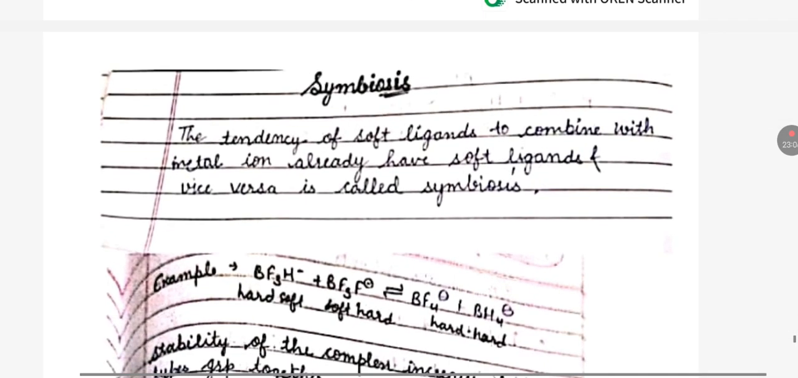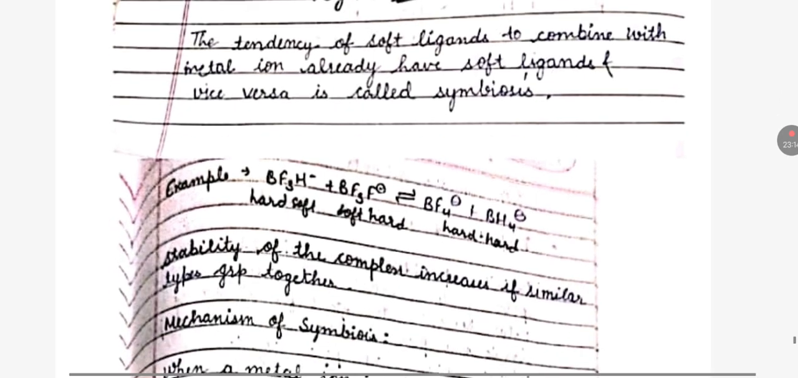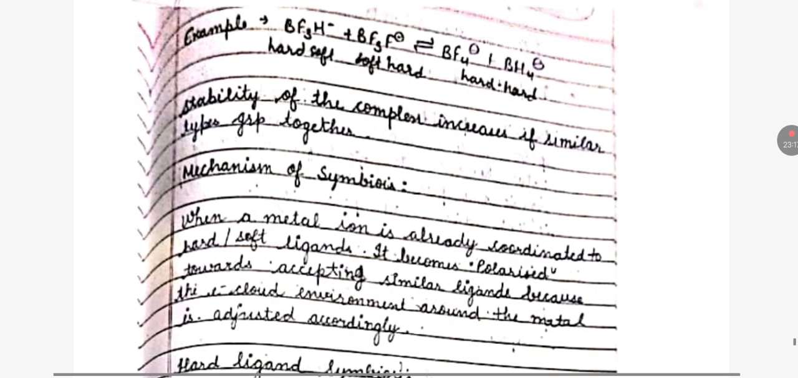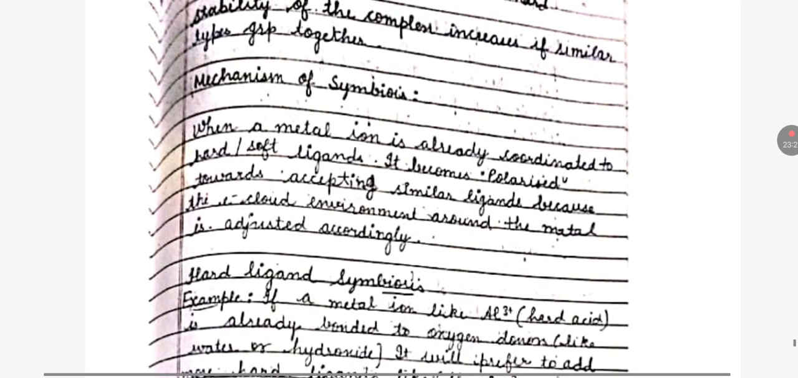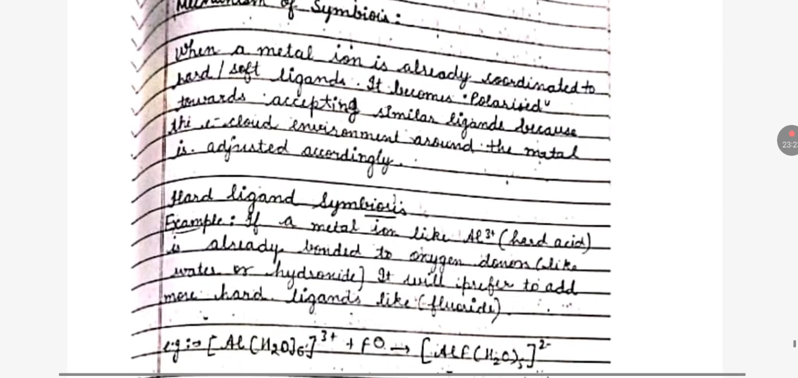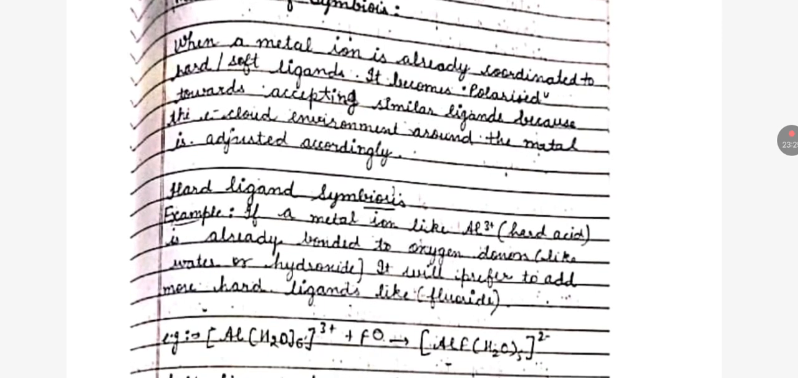What is symbiosis? The tendency of a soft ligand to combine with a metal ion that already has a soft ligand, and vice versa, is called symbiosis. Stability of the complex increases if similar types group together. Mechanism of symbiosis: when a metal ion is already coordinated to a hard or soft ligand, it becomes polarized toward accepting similar ligands because the electron cloud environment around the metal is adjusted accordingly.